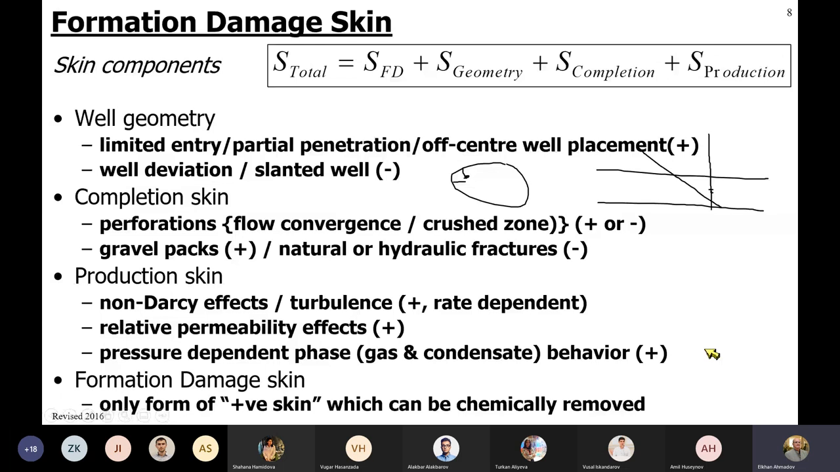And deformation damage. Okay, that we will consider in more detail. Deformation damage provides positive skin, which can be chemically removed or bypassed by advanced technologies. That's it from me for now.